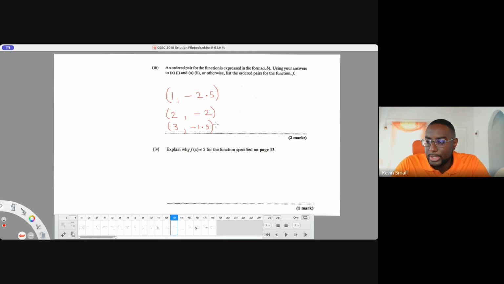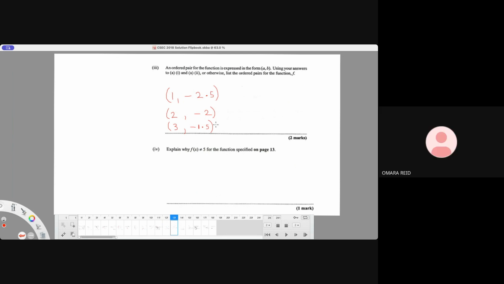Now, question 4. Explain why the function... Sir, how did you get negative 1.5?